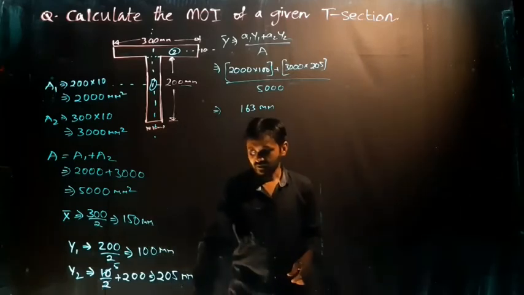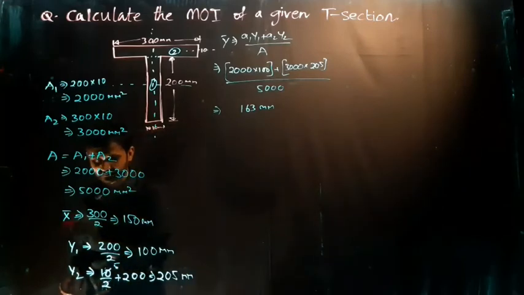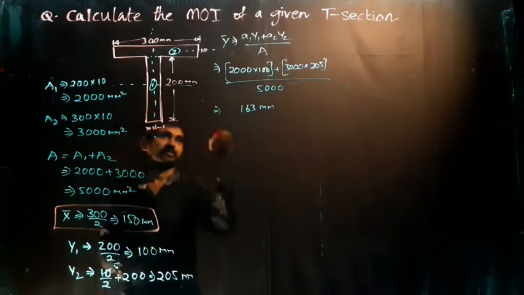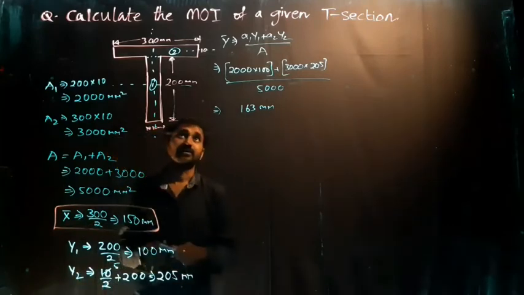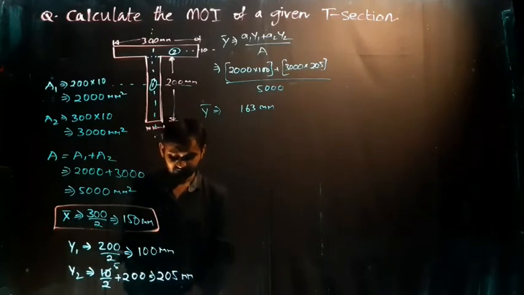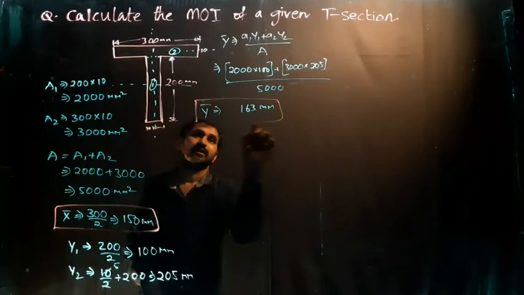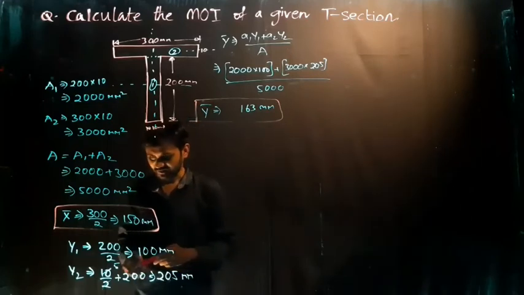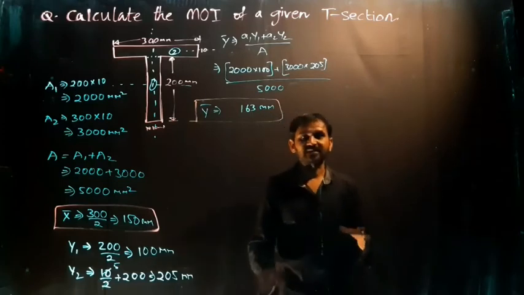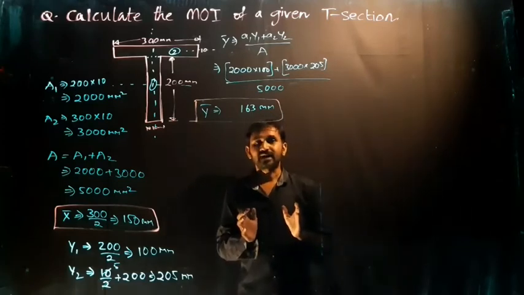So I got x bar from this. So x bar equal to 150. I'll write here, this is my y bar. So from this I got y bar also. I got x bar as well as y bar. Now what I have to do is calculate h1 and h2.